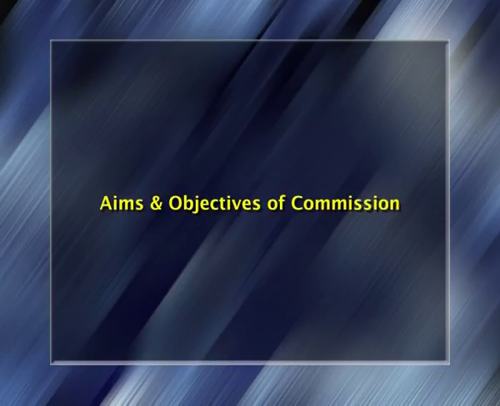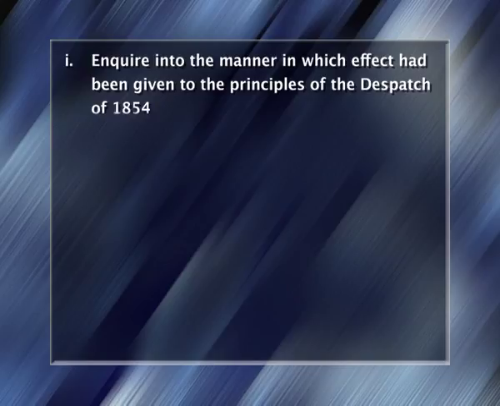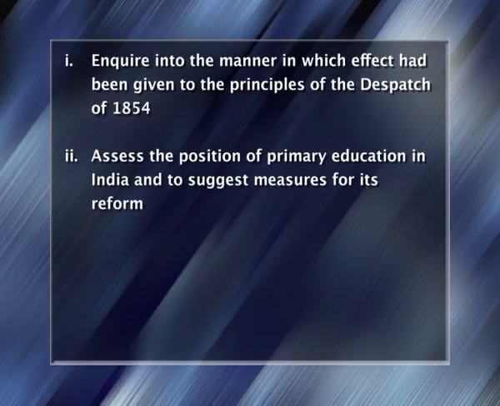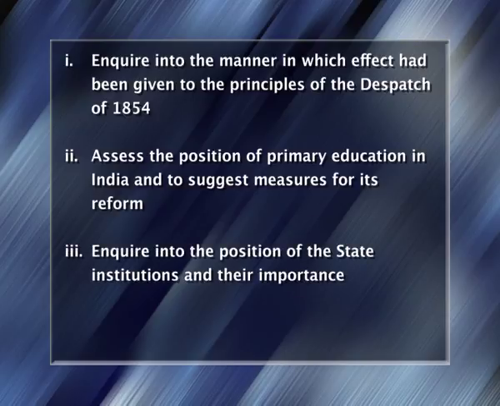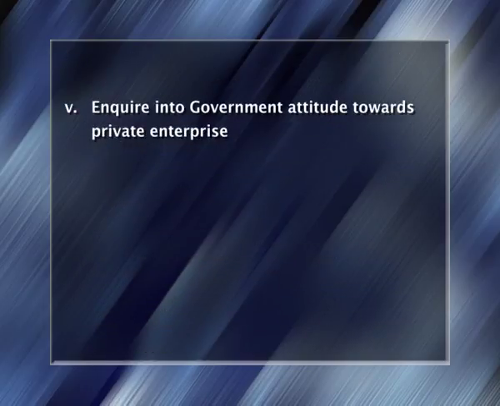Aims and objectives of the commission. The commission was appointed with the following aims: to inquire into the manner in which effect had been given to the principles of the Dispatch of 1854, to assess the position of primary education in India and to suggest measures for its reform, to inquire into the position of the state institutions and their importance, to evaluate the work of missionaries in the field of education, to inquire into government attitude towards private enterprise.